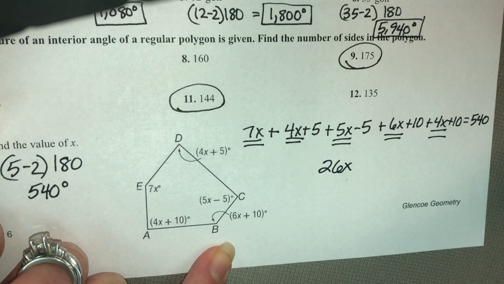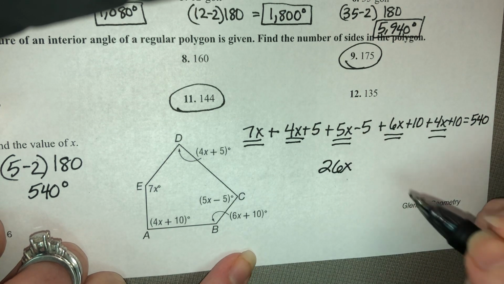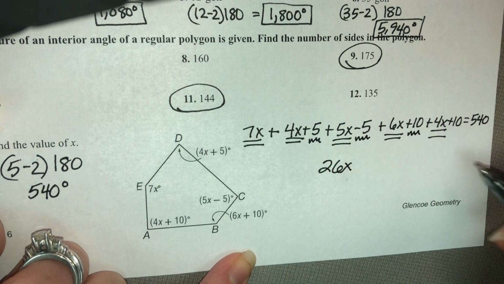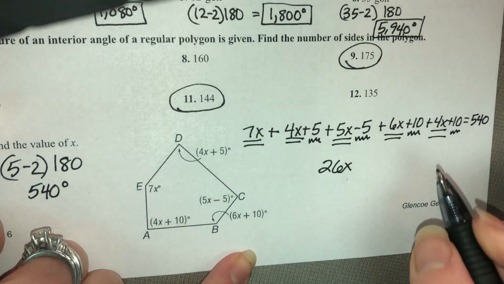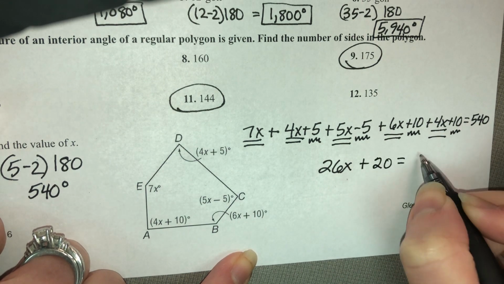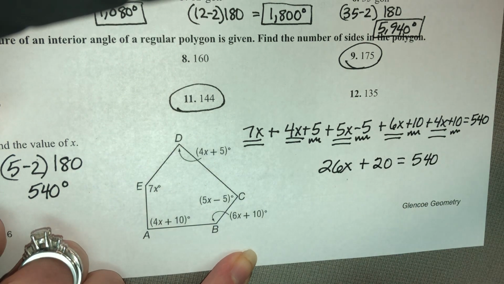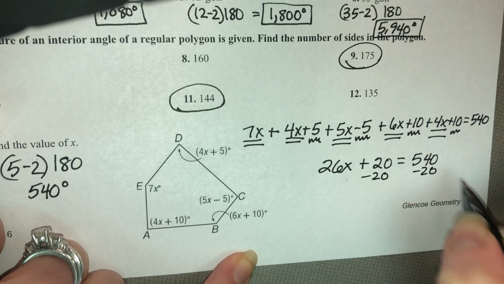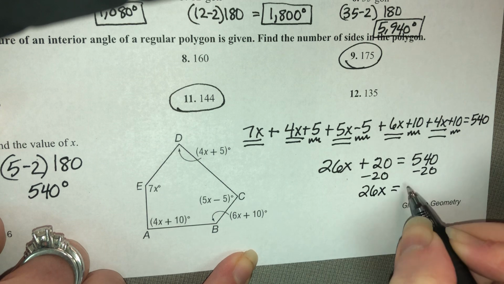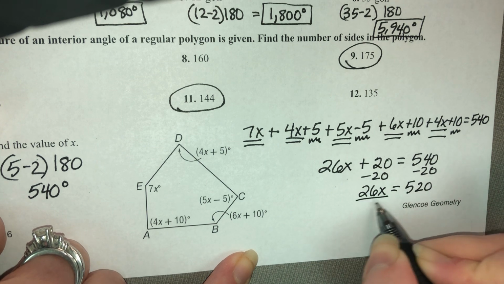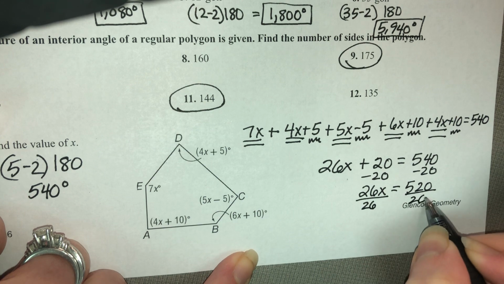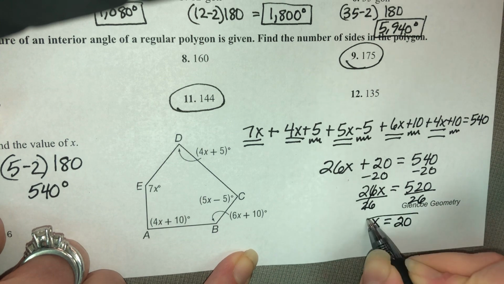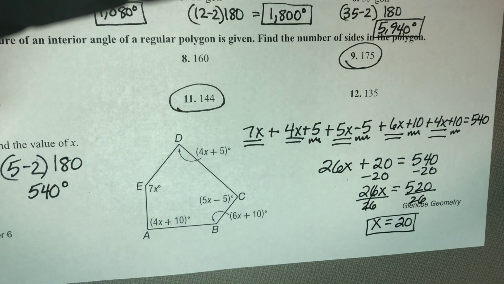Combining like terms from algebra. Now let's combine the constant terms. 5 minus 5 is 0, plus 10 is 10, plus 10 more is 20. So plus 20 equals 540. Now we have to get x by itself, so we'll subtract 20 on both sides. 26x equals 520. Divide by 26 on both sides to get the x all alone. And then x is equal to 20, which is the answer to this problem.